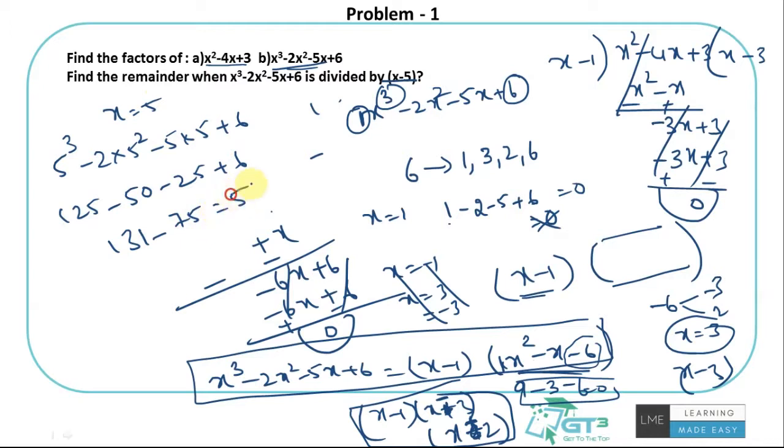So that is 56. The answer is the remainder is 56 when this x cube minus 2x square minus 5x plus 6 is divided by x minus 5. As simple as that. So that's why it's better to do this than doing the division and getting the 56 part.